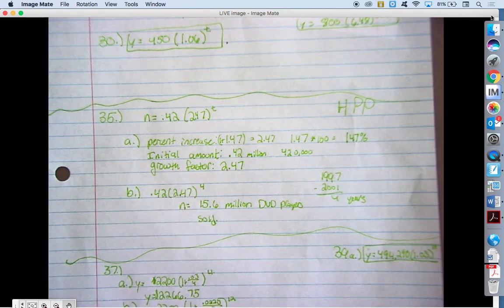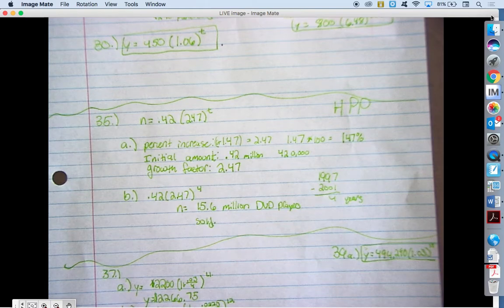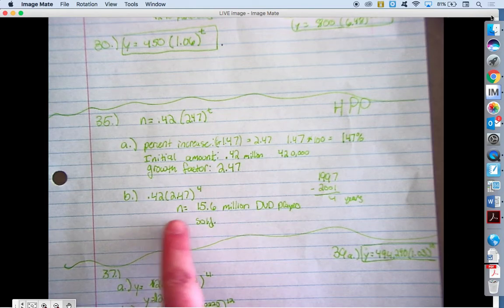So for the percent increase, since that part of the equation is 2.47, you'd do 1 plus 1.47, and then you'd multiply by 100 to get the percent, so it would be 147%. The initial amount would be 0.42 million, or 420,000, and the growth factor would be 2.47. For part B, you would just plug that into your calculator because there were 4 years between 1997 and 2001, and there were 15.6 million DVD players sold in 2001.